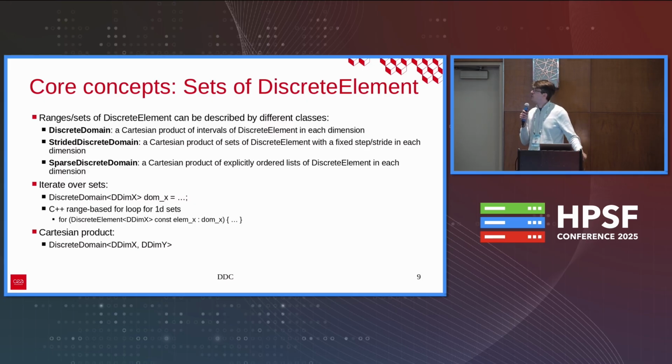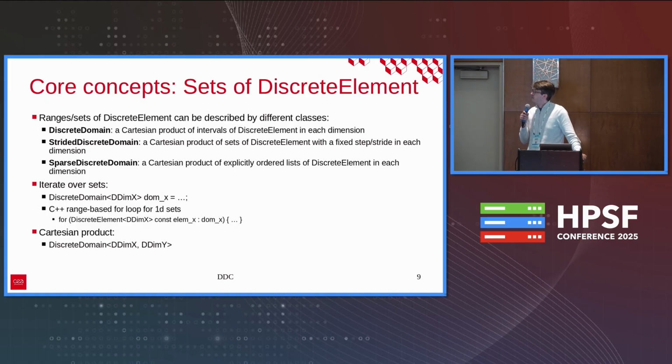and we also want to define ranges of discrete elements. We have different ways to define discrete element ranges, depending on the properties that we want: whether they are contiguous sets of discrete elements, or a strided discrete domain, or an explicit list of discrete elements.